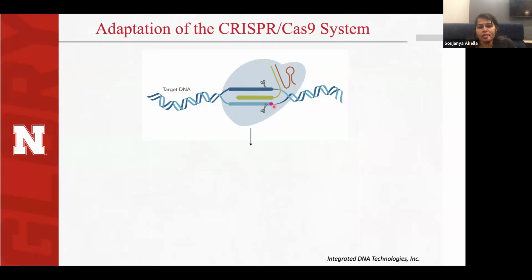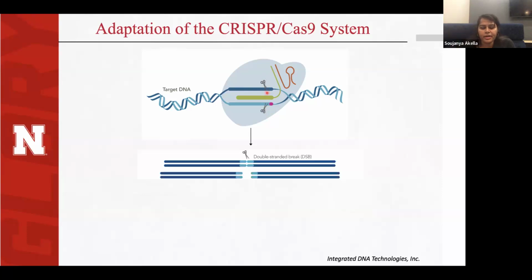You have your PAM sequence here. That's what this dark pink is. And let's say Cas9 comes in, successfully cleaves DNA. It creates a double strand break. At that point, ideally you will get a clean double strand break. There are two ways this will be repaired, right?